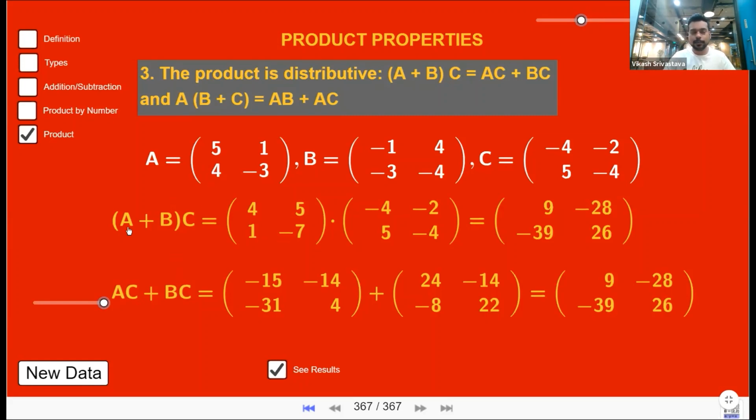So as you can see, A plus B. So I have added these two matrices here. A plus B, as you can confirm, is nothing but this particular matrix, and then I am multiplying by C, and I get this final resultant matrix.